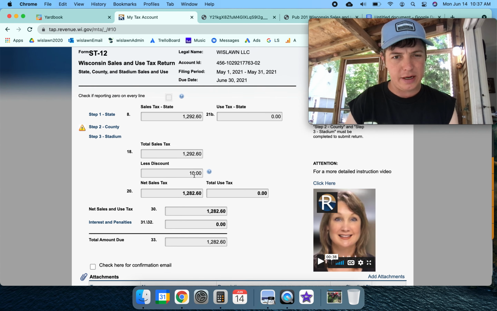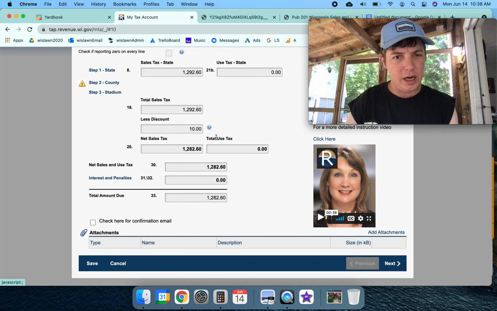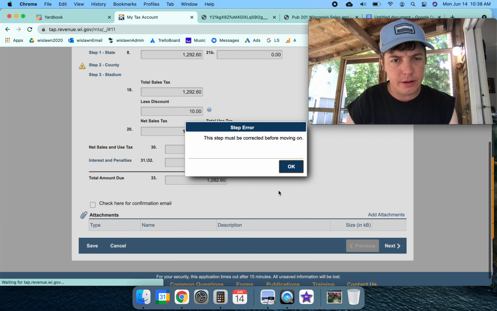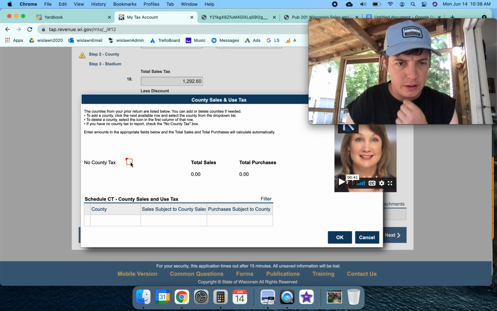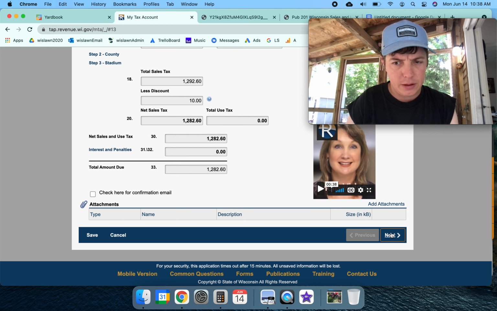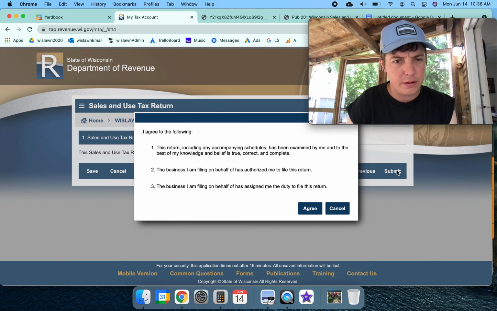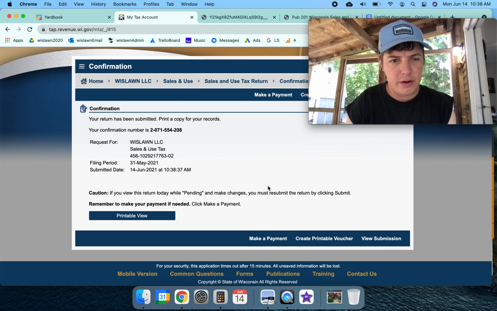I don't really know why they give you this discount, but whatever, they do. I think it's for paying on time or something like that. But it's always 10 for us. So county, we have 0. I know there's 0 county tax where we are. But we'll continue. Oh, is it going to make me do the county? Okay. Next. Submit. I agree. So that's it. Now I owe them money, right?